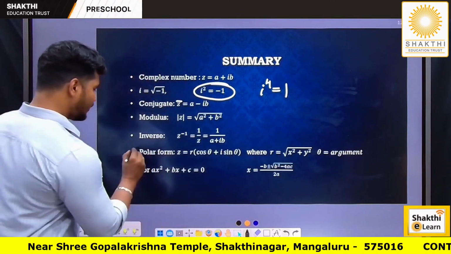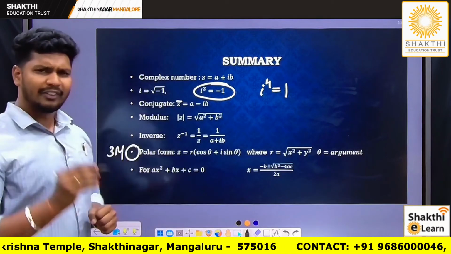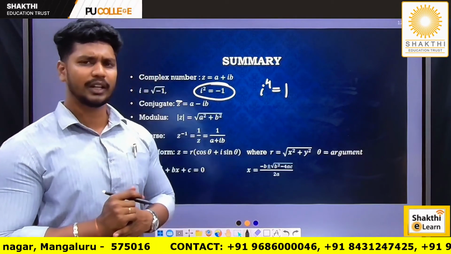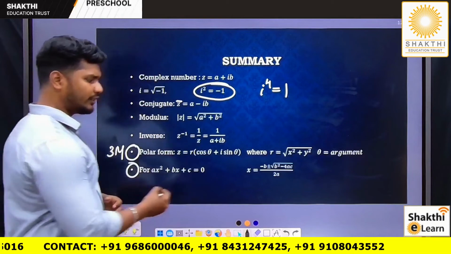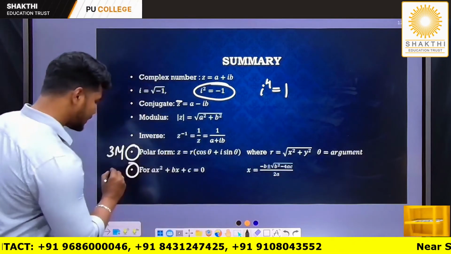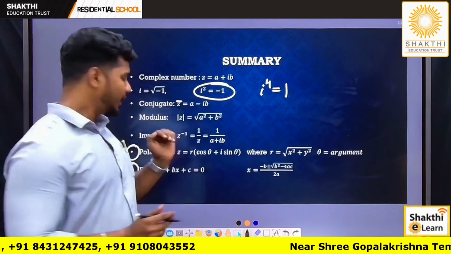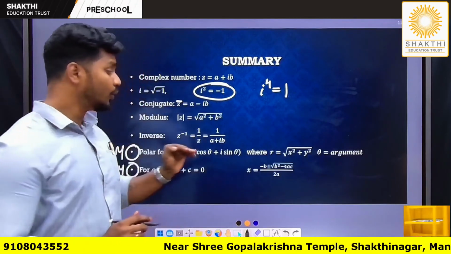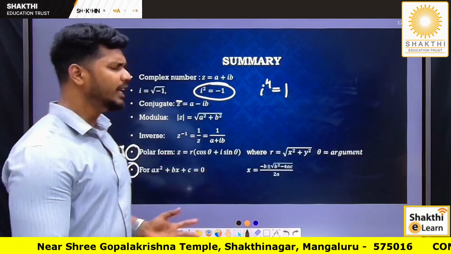The question from polar form will be asked for 3 marks. There are few examples from your NCERT textbook. The same examples will be asked in your board exams. The same way, for the quadratic equation, finding the value will also be asked for 3 marks. The 2 very important questions from these topics are converting into polar form as well as finding the root of the quadratic equation using the quadratic formula, which is an imaginary root.